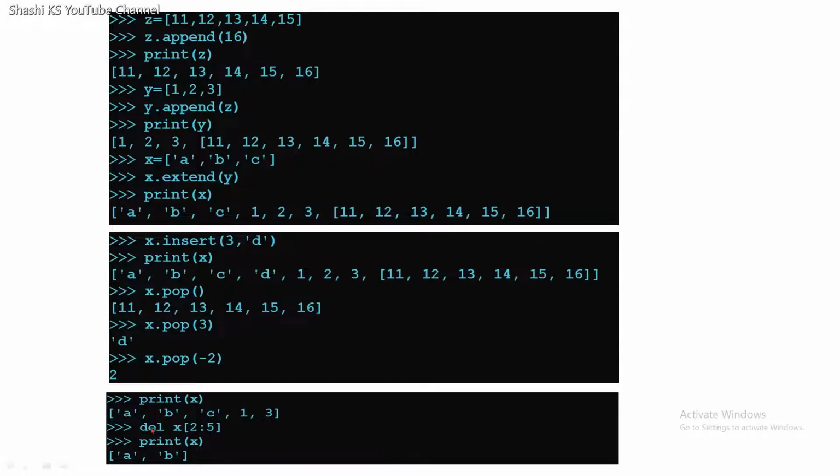And then I use the del operator, and I say del, the list name is X, and then I specify the range of elements to be deleted. So the range is 2 to 5. So 0, 1, 2, 3 and 4. The elements within the range 2, 3 and 4 will get deleted. And the final elements in list X would be A and B.